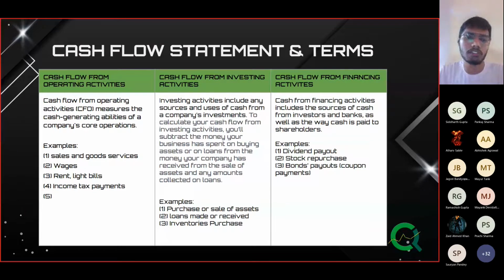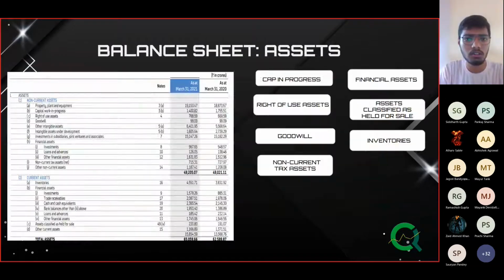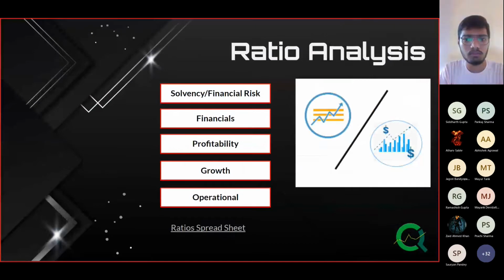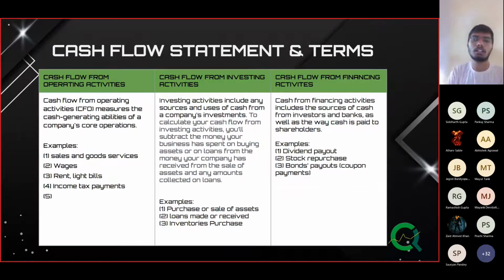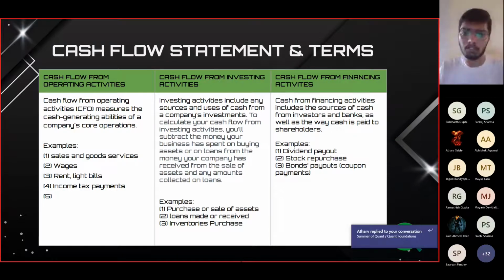Okay, let's talk about the cash flow statements. So let's talk about the terms related to the cash flow statement. Cash flow is basically a statement that is a breakdown of three parts: cash flow from operating activities, cash flow from investing activities, and cash flow from financing activities. Pay attention here, it's a bit tricky between investing activities and financing activities. So let's talk about operating activities first.